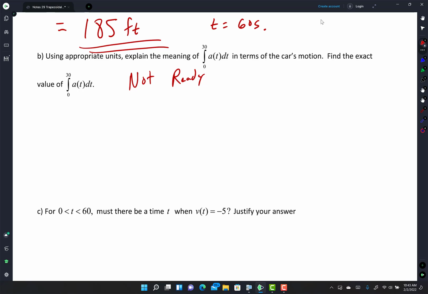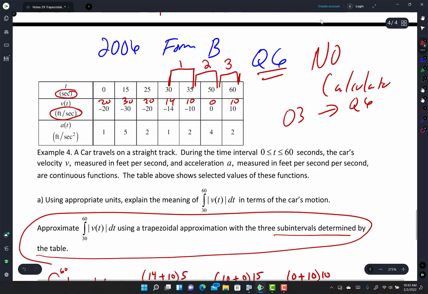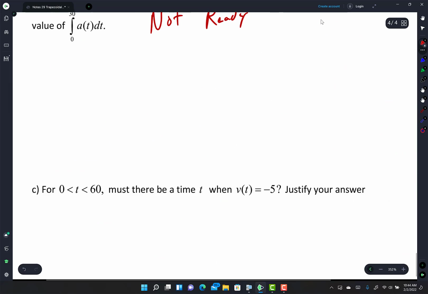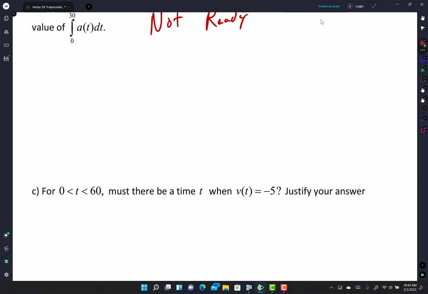Let's go to letter C. Between 0 and 60, must there be a time when velocity is negative 5? Ooh, I love that one. Which one is this? Not mean value. You're close. Intermediate. Letter C is intermediate value theorem, guys.